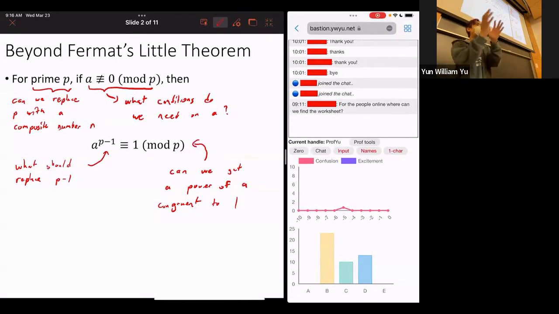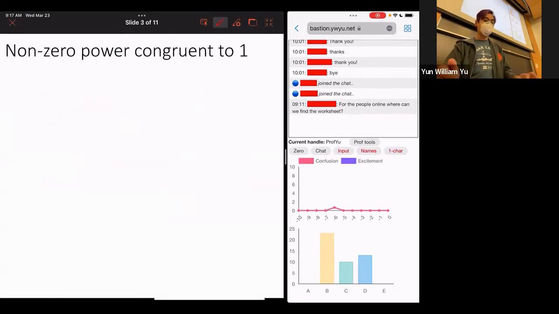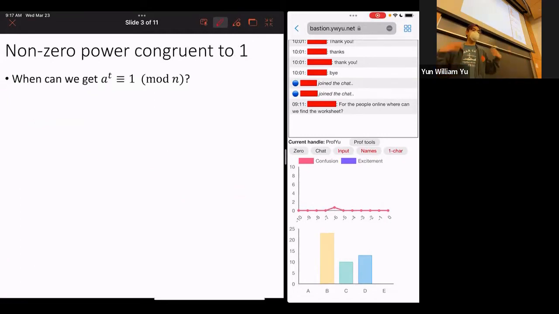So we're going to think hard about the theorems, but then we're also going to have an interactive, which is why I gave you the worksheet. I'm going to give you a little bit of time to work on it, so you don't need to do it yet. Then we're going to try to figure out what the natural generalization of Fermat's theorem to non-prime modulus ought to be. So of course, the basic question is, when can we get a to the t congruent to 1 mod n, where n doesn't have to be prime?